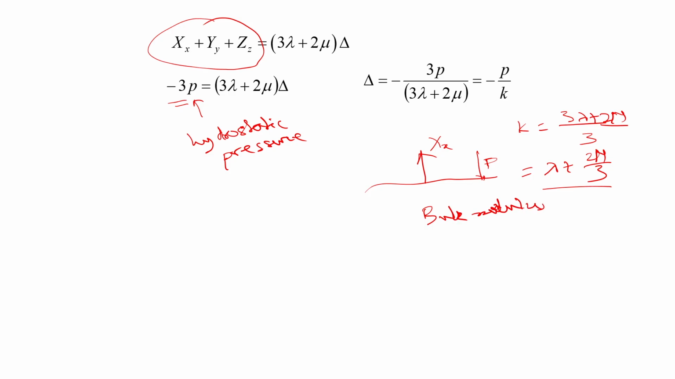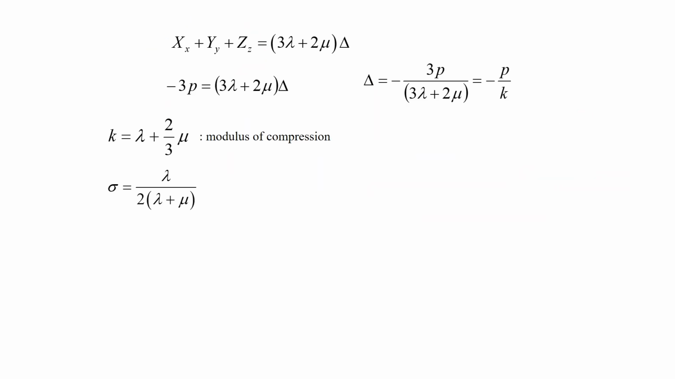Why bulk modulus? Because delta defines xx plus yy plus zz, which is equal to the volume strain. So, this defines the change in volume with respect to the initial volume because of the forces that act on this body, and this is defined as the volume strain. The volume strain is related to the bulk modulus and the applied hydrostatic pressure, so minus p by k. So, k is known as the bulk modulus. Here k is equal to lambda plus 2 mu by 3, and sigma is equal to this.